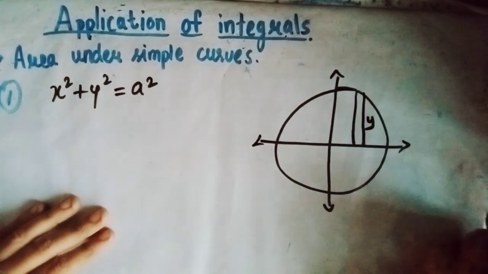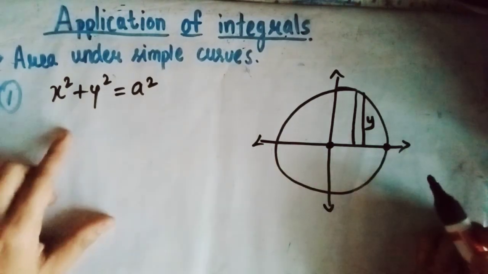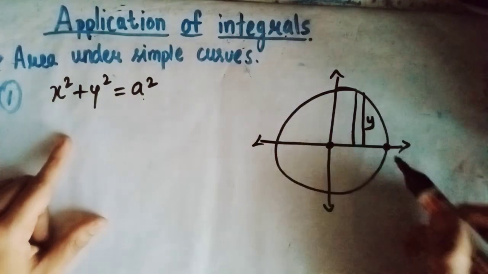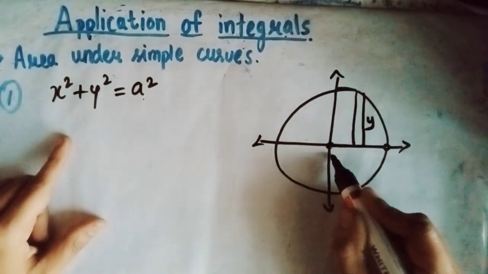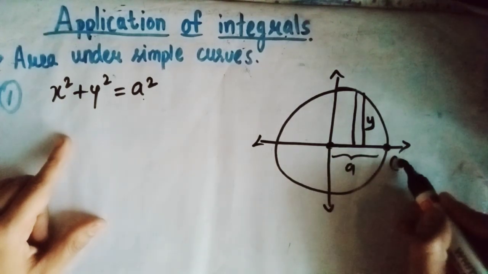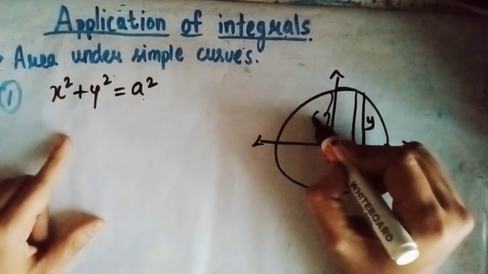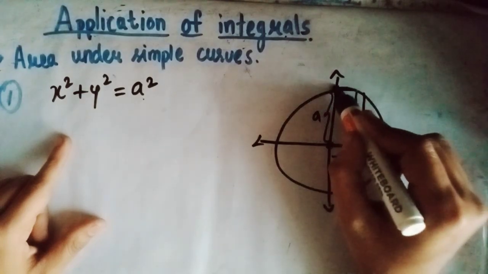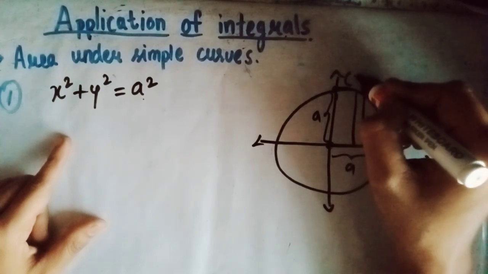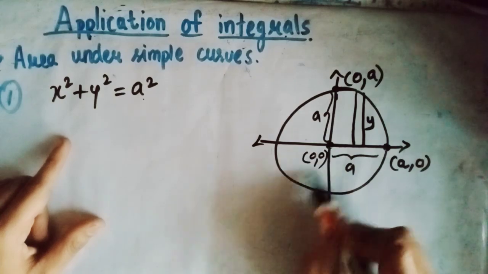This is the y strip, so you have to move your x points. Here the radius is a, so this distance will be a, and this point will be (a, 0). This distance is also a because it is the radius. This point is on the y-axis, so it is (0, a), and this is your origin (0, 0).